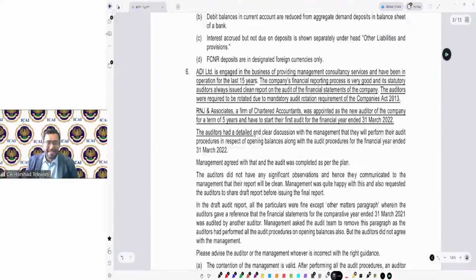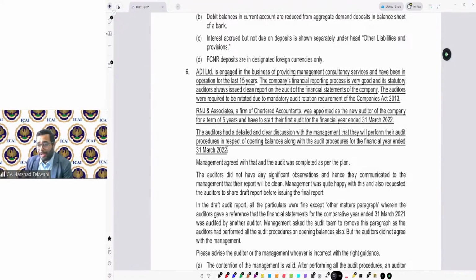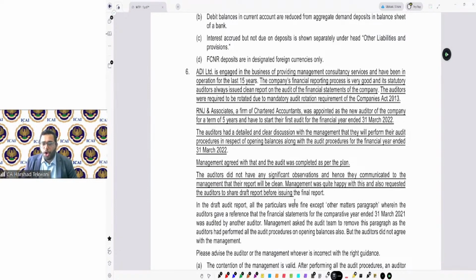The auditors had a detailed and clear discussion with the management that they will perform their audit procedures in respect of the opening balances along with the audit procedures for the financial year ended on 31st March 2022. Management agreed with that, and the audit was completed as per the plan. The auditors did not have any significant observation, and hence they communicated to the management that their report will be clean. Management was quite happy with this and also requested the auditor to share the draft report before issuing the final report.